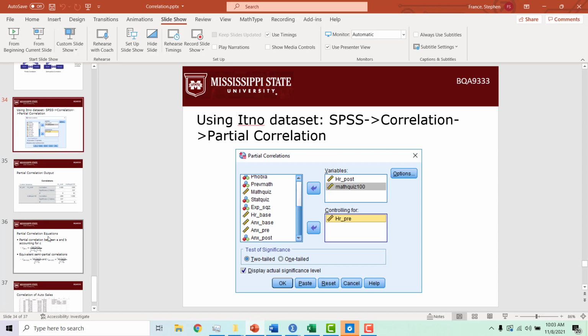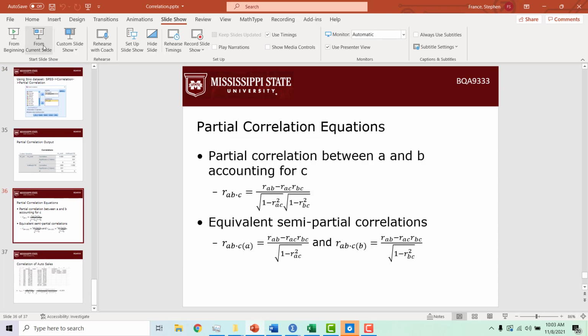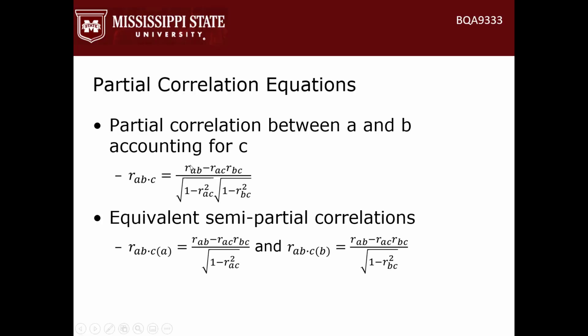So let's have a look at the actual equations here. If we look here, we have the partial correlation, the partial correlation between two variables. So imagine that this is between the heart rate post and the exam score, accounting for a third variable, which in our case would be heart rate pre.